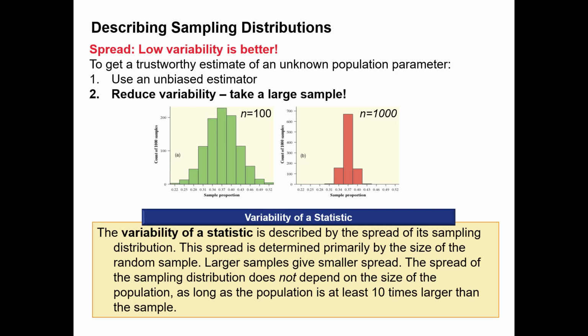Now the spread of the sampling distribution, this is kind of important, does not depend on the size of the population, as long as, this is a rule we've seen before, the population is at least 10 times larger than the sample. Right, so the spread of a poll doesn't depend on how many U.S. adults there are. What really matters is the size of the sample that we use for the poll, and also we just need to make sure we're not sampling like 30 million people. At that point, it would start to become a problem, but that's never going to happen.